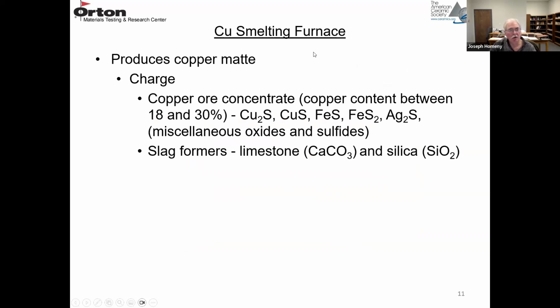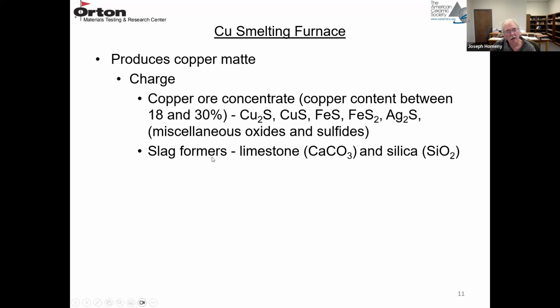The copper smelting furnace, the charge is a copper ore concentrate, and you end up with what's called a copper matte. So the copper ore that's concentrated usually has a copper content in this range, 18 to 30%. And then these are all the components that are in the charge, the copper ore, Cu2S, CuS, FeS, FeS2, and Ag2S. Could be some other oxides and sulfides present also.